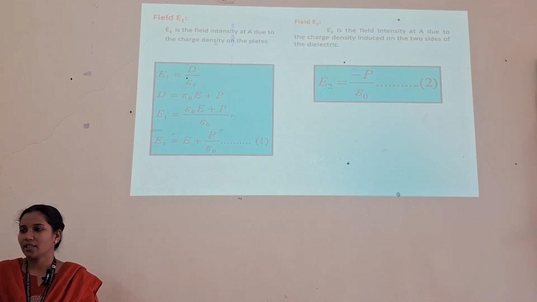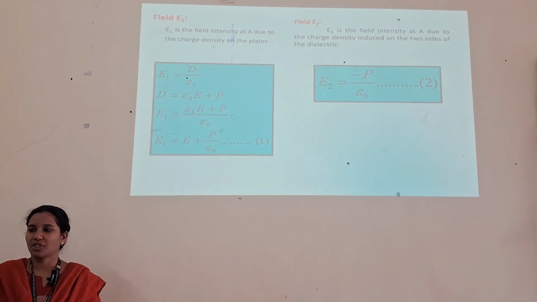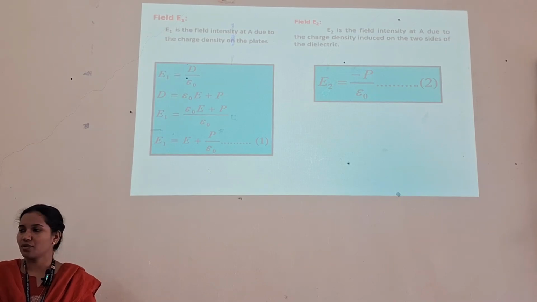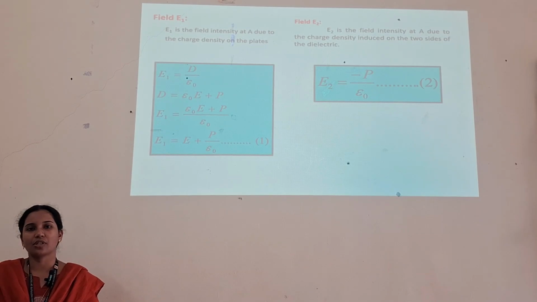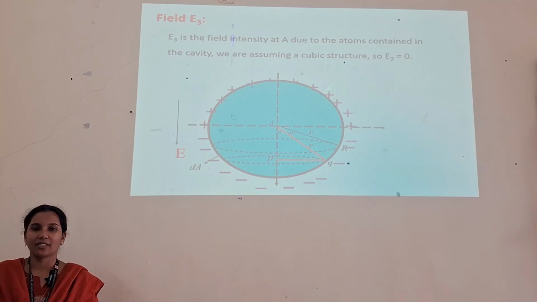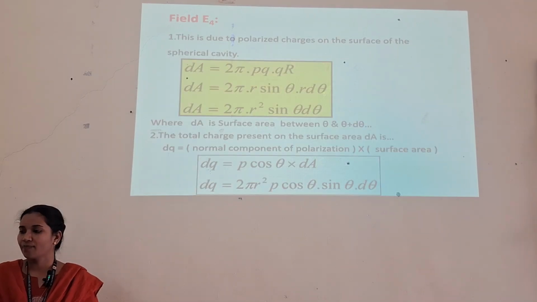So the field E1 is the field intensity at A due to the charge density on the plates, denoted by E1 equals E plus P by epsilon naught. Field E2 is the field intensity at A due to the charge density induced on the two sides of the dielectric. E2 equals minus P by epsilon naught. E3 is the field intensity at A due to atoms contained in the cavity. We are assuming a cubic structure, so E3 equals 0.